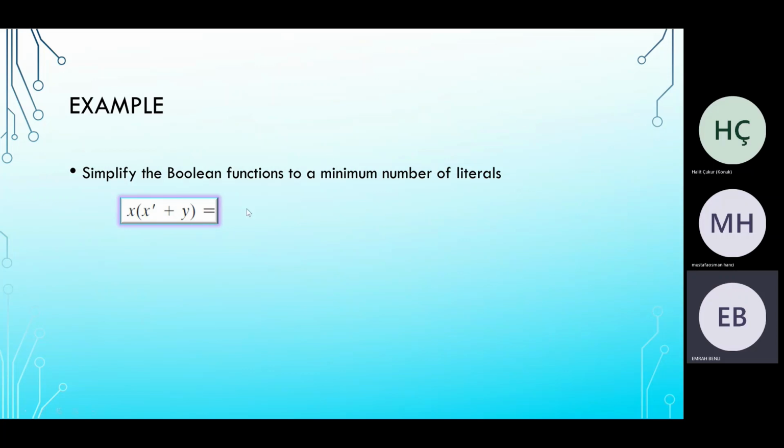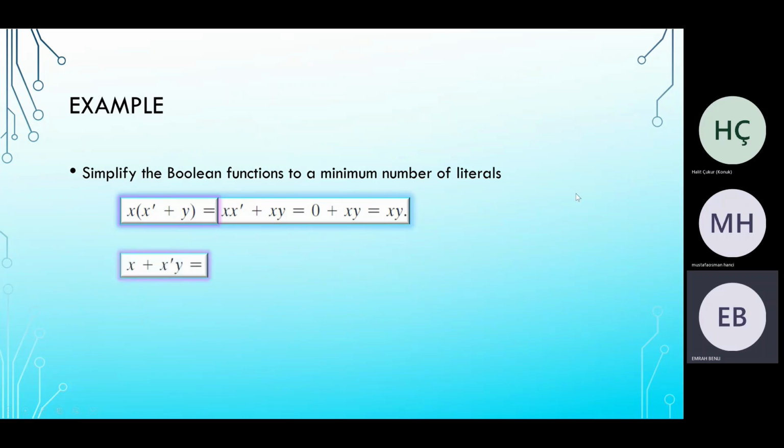Okay, let's go. X and x prime comes from here, and or x and y. So this part will be 0 because at least one of them will be 0 and 0, and in the result we have x and y. What about this one? Any guess? No guess?